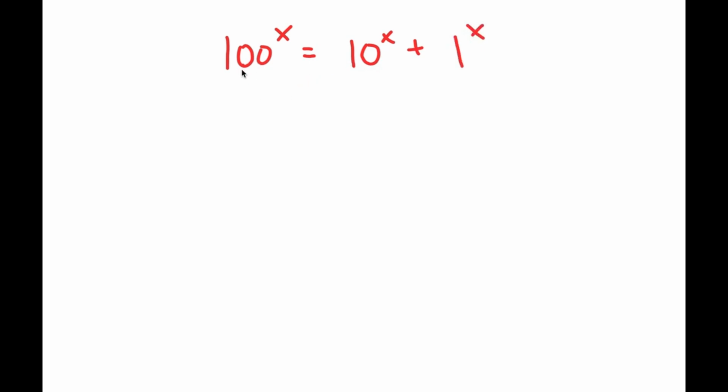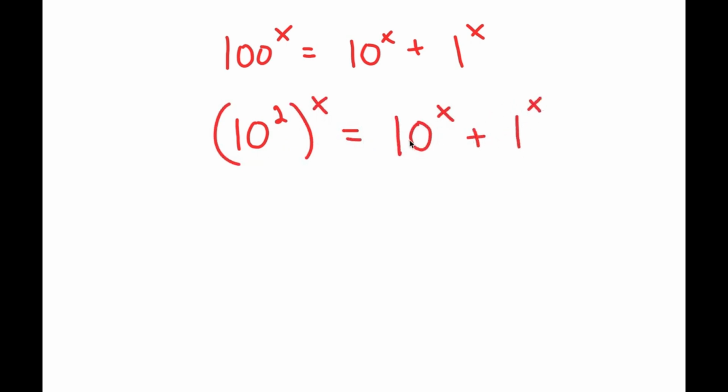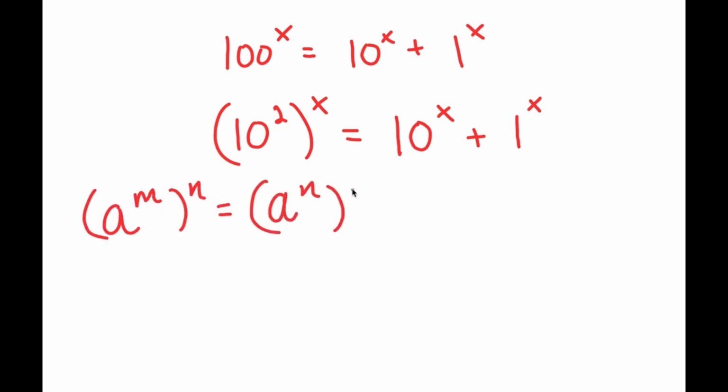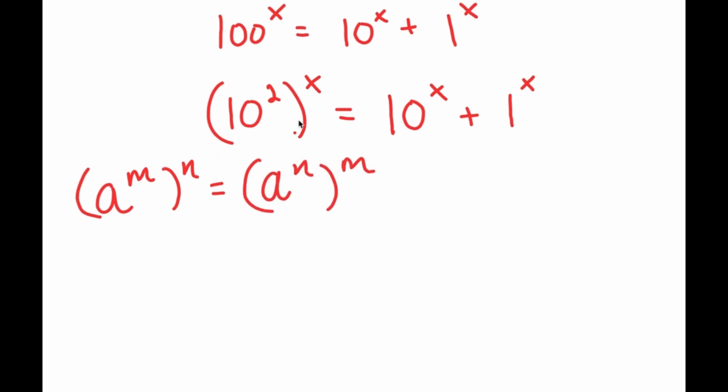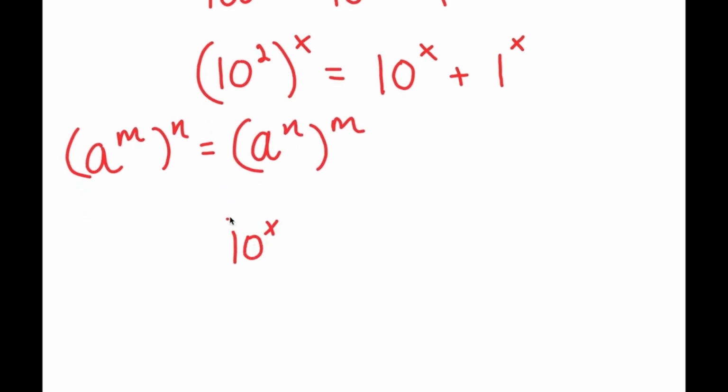So, to solve this, what I'm first going to do is rewrite 100 to the power of x as 10 squared to the power of x. So now this is equal to 10 to the power of x plus 1 to the power of x. Now, if I have something in the form a to the power of m to the power of n, this is equal to a to the power of n to the power of m. So 10 to the power of 2 to the power of x is equal to 10 to the power of x to the power of 2. So now I have 10 to the power of x to the power of 2 is equal to 10 to the power of x plus 1 to the power of x.